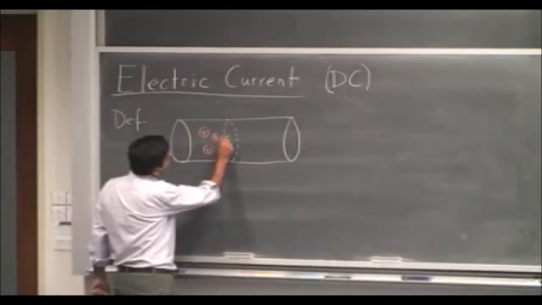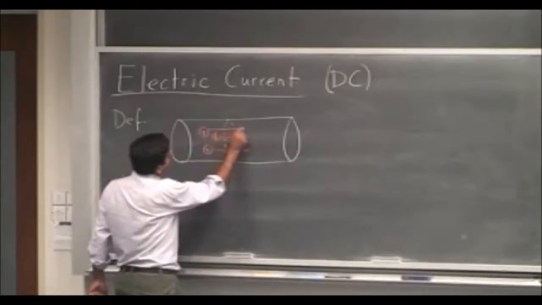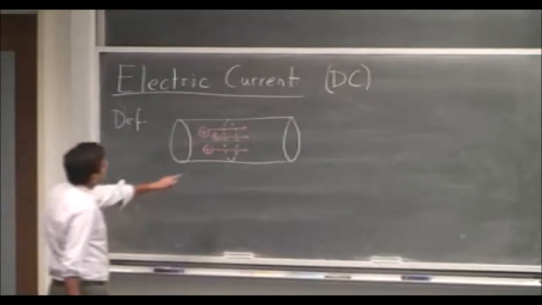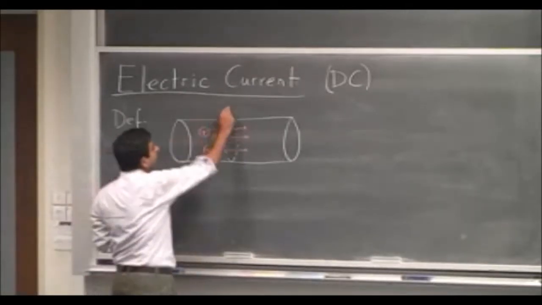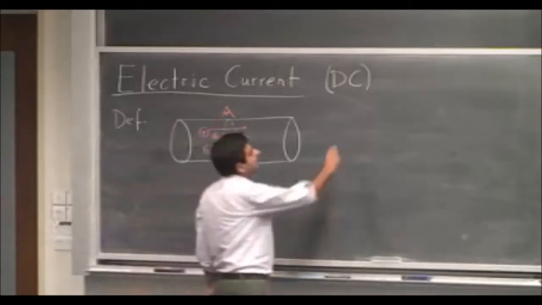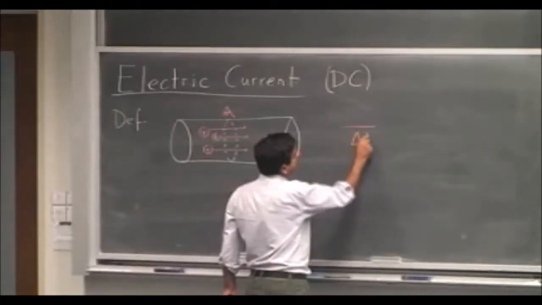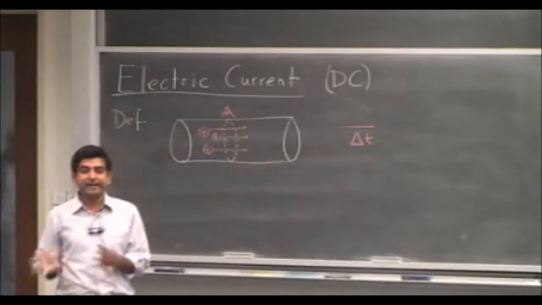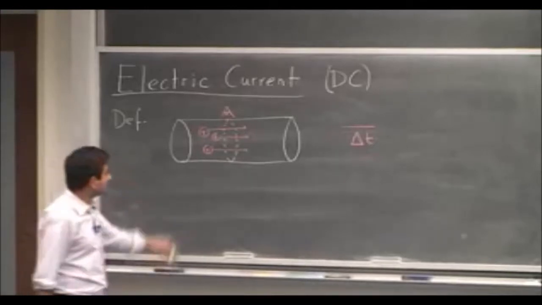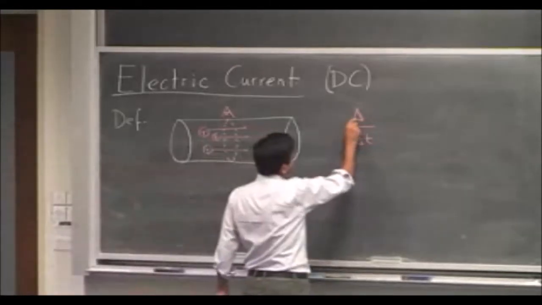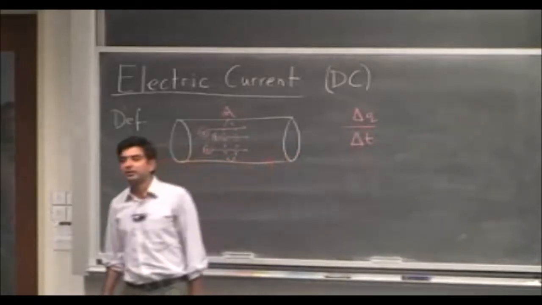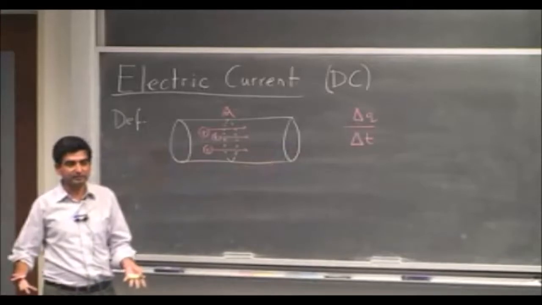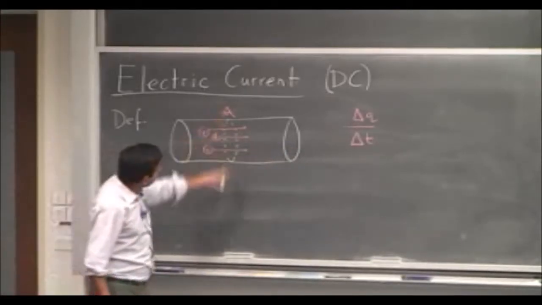These charge carriers are crossing this plane, and of course they're crossing with a certain velocity. What this observer is measuring is that in a certain period of time, delta t, the total amount of net charge that has crossed this hypothetical plane is delta q. So this ratio, delta q over delta t, is defined to be the current at this plane.